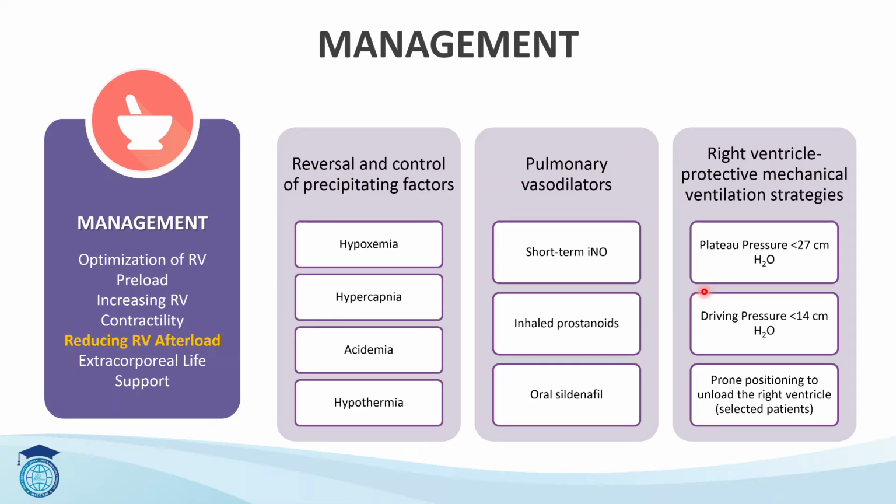Most importantly, you need to make sure that you have right ventricle protective mechanical ventilation, limiting the plateau pressure to less than 27 centimeter of water and the driving pressure to less than 14 centimeter of water. Prone position may unload the right ventricle, but you need to measure the improvement, as some patients may not actually improve, and the RV may be worsened with proning. So in selected patients, you may continue doing prone position if they benefit.